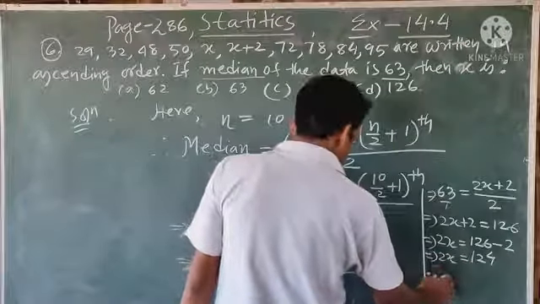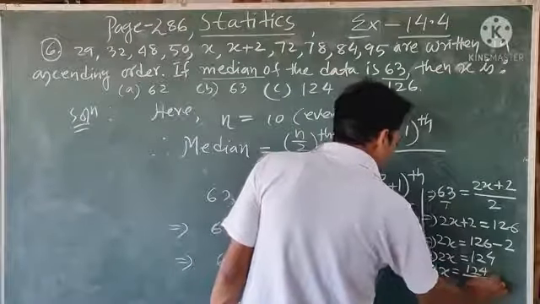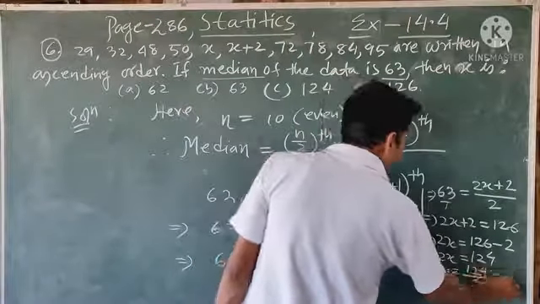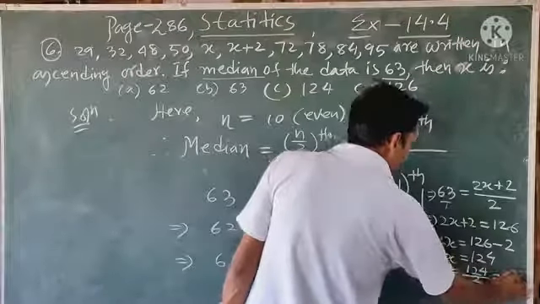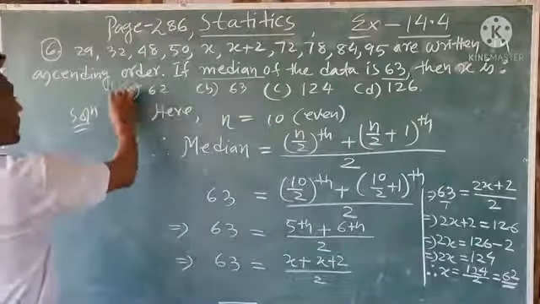Therefore x is 124 by 2. 2 sixes are 12, 2 twos are 4. So how much do we get? 62. So your correct option is 62.